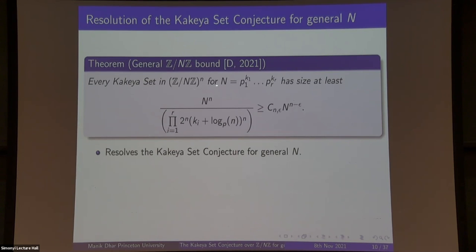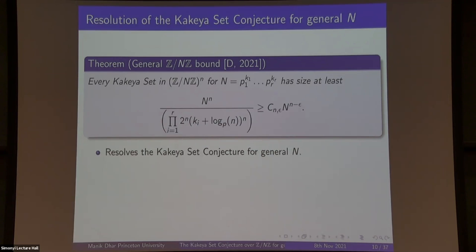So you take an arbitrary n with R prime factors, they have some powers, and you show their size is at least capital N raised to little n with this constant here. And this constant is simply just the constant for each prime factor multiplied together, okay? And this is enough to give us n epsilon style bounds.